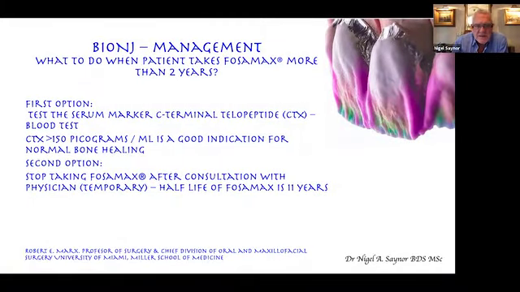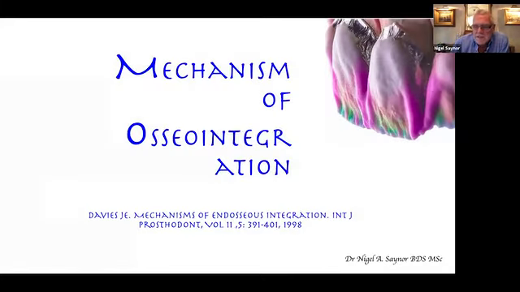The first option that you look at on long-term use is to look at the serum markers. Get a blood test carried out by their oncologist or whoever's treating their osteoporosis. It's usually cancer therapy. So second option after consultation with their physician is to stop taking the alendronic acid, but bear in mind the half-life is bloody ages.